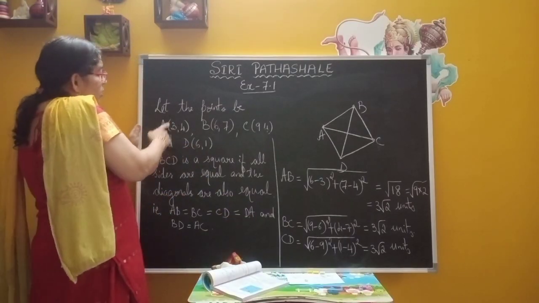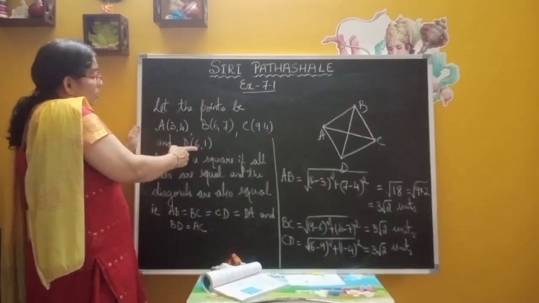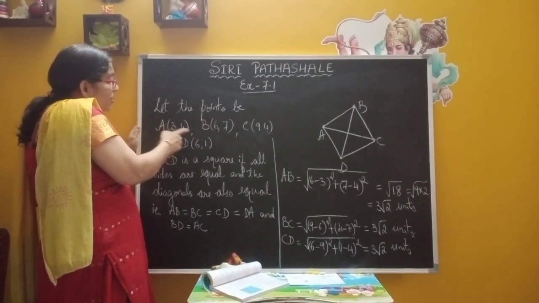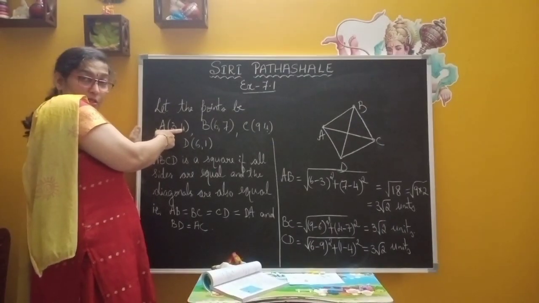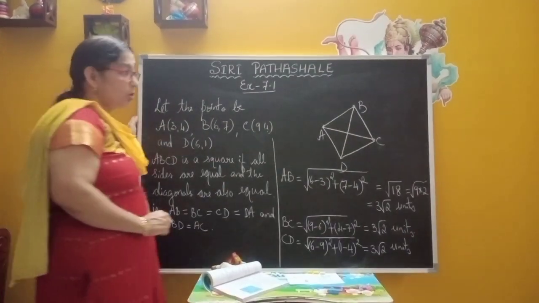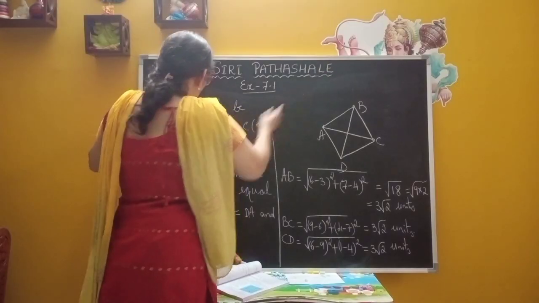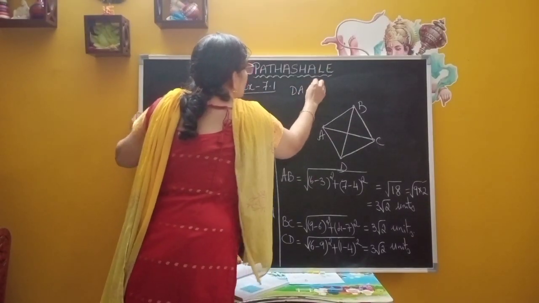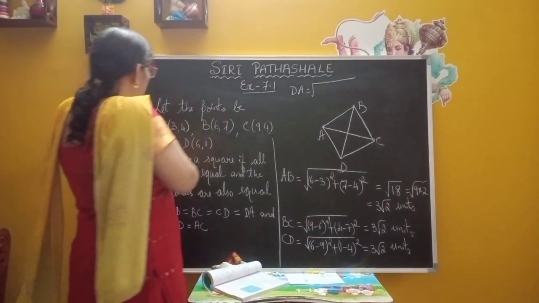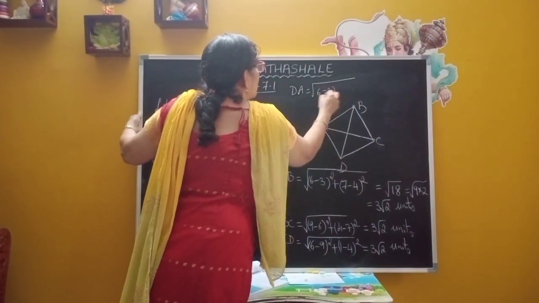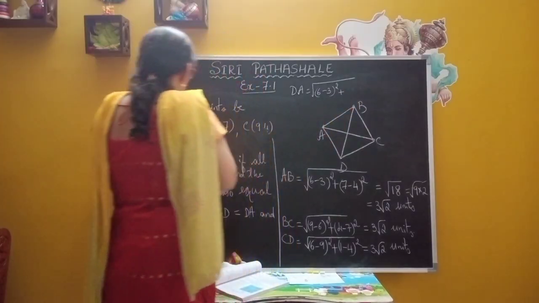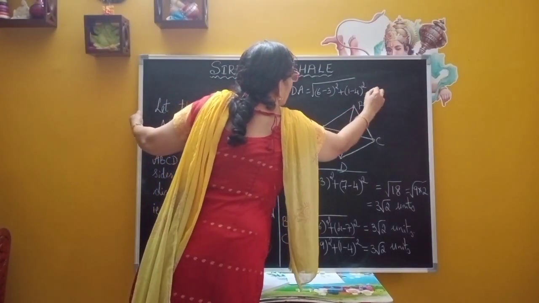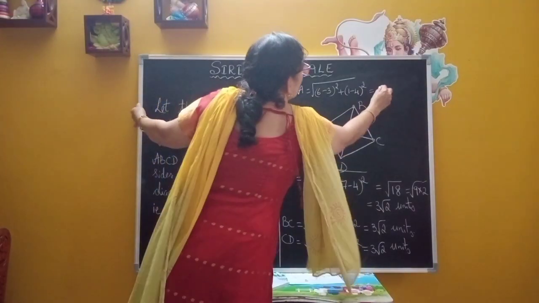Let us go for the last one now, which is DA. So x1, y1, x2, y2. So 6 minus 3 whole square, that is 3 square. Square root of 1 minus 4, 1 minus 4 is minus 3 whole square. Again we get 3 root 2 units. DA is equal to the square root of (6 minus 3) whole square plus (1 minus 4) whole square. Again we get 3 root 2 units.